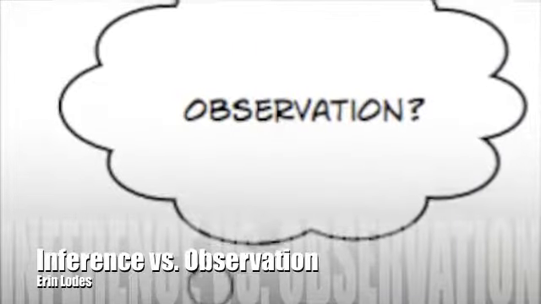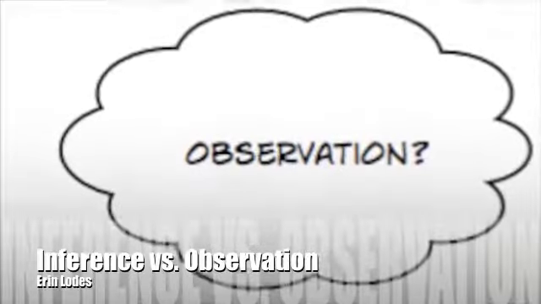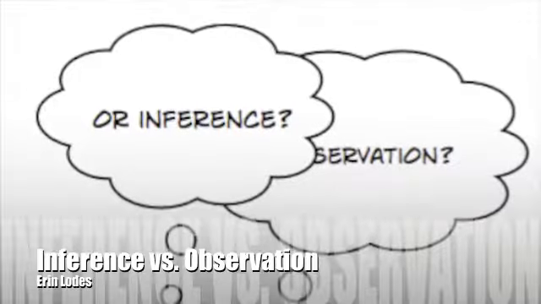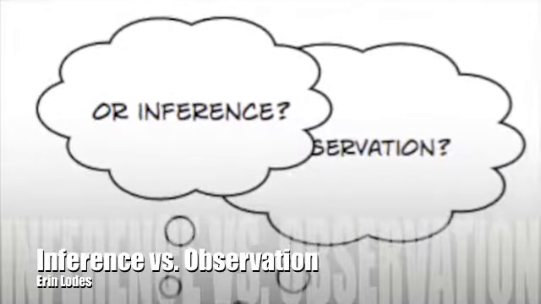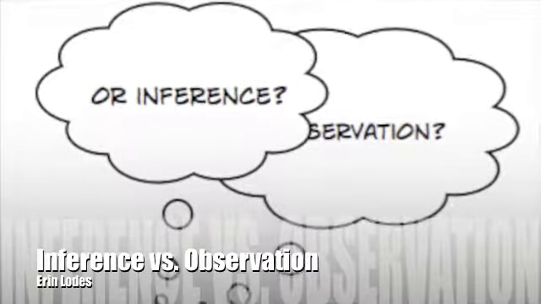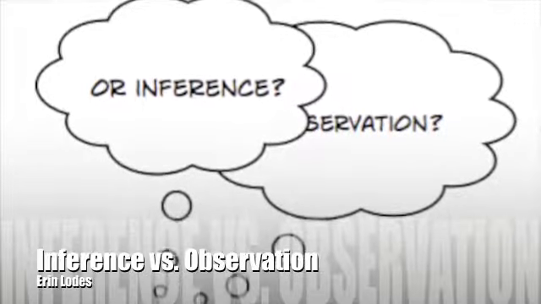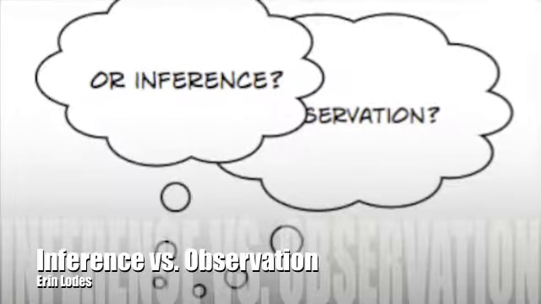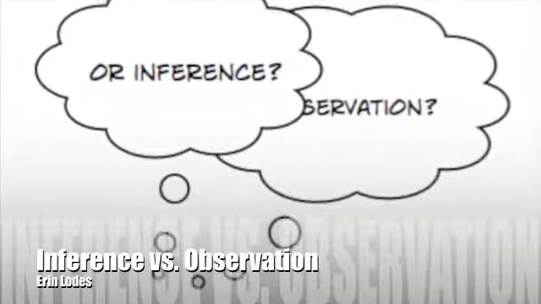Today's lesson is going to focus on the difference between observation and inference. It's a little bit tricky because it's almost like unlearning the way we think. Ever since we were little, we've been learning new information, adding it to our mind, and using it to help us make decisions about new things we see.